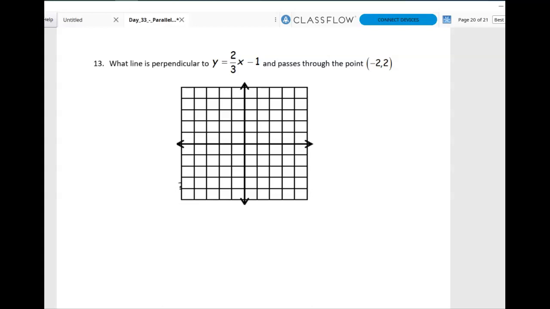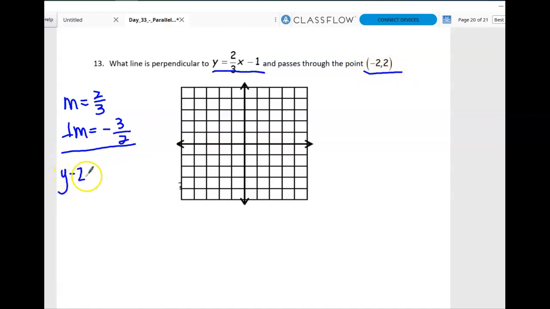All right, 13, now we have a line that's perpendicular. In this case our slope is 2/3 and our perpendicular slope is going to be -3/2. We take the opposite reciprocal. Super important that we use this new slope with this point to get the equation of the next line. So y - 2 is going to be equal to -3/2 (x + 2). We're going to distribute it, and we get -3/2 x + 6/2.